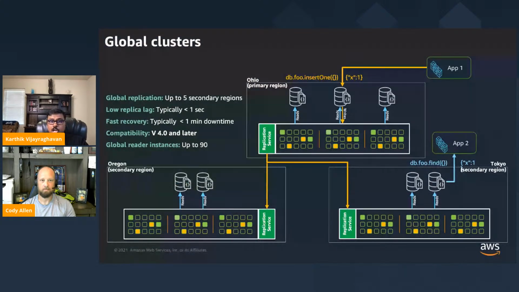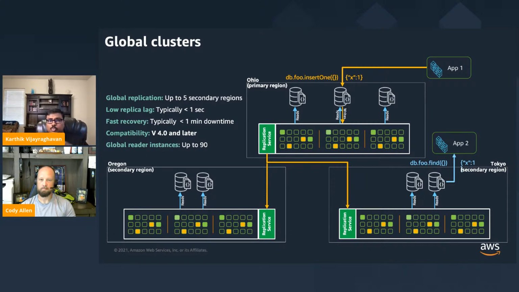And with this, DocumentDB now allows you to replicate data to up to 5 secondary AWS regions, right? So again, the replication here is offloaded to the storage layer, right? This is physical replication from the storage layer of the primary to the storage layer of the secondary. And this being physical, the replica lag is very, very low, typically less than a second.